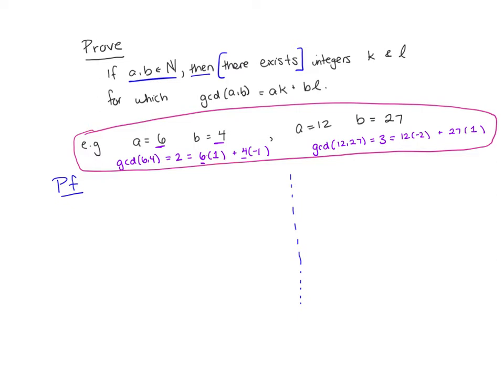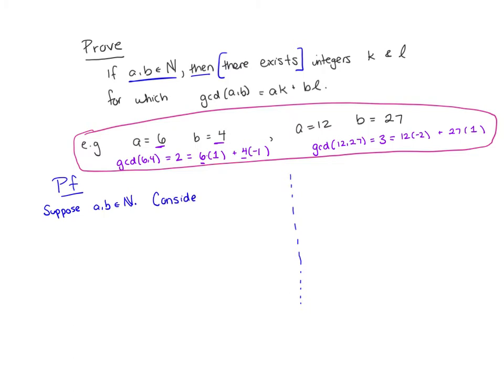So I'm going to start by assuming my if. So I'll say suppose A and B are in N. And now I need to show my then. So I need to show there exist some integers k and l for which the GCD of A and B equals Ak plus Bl.